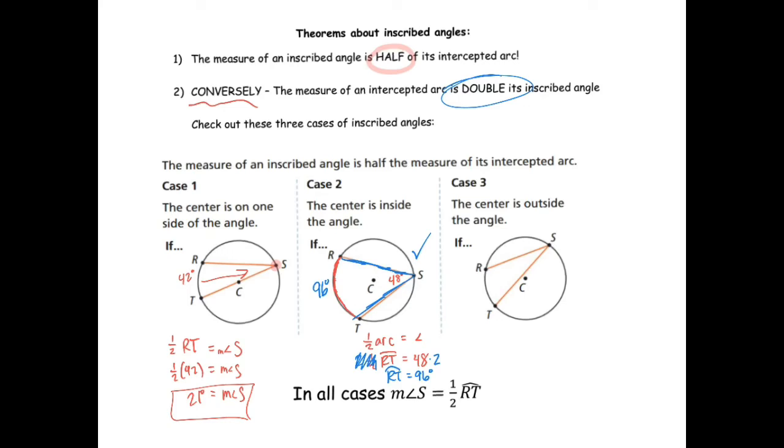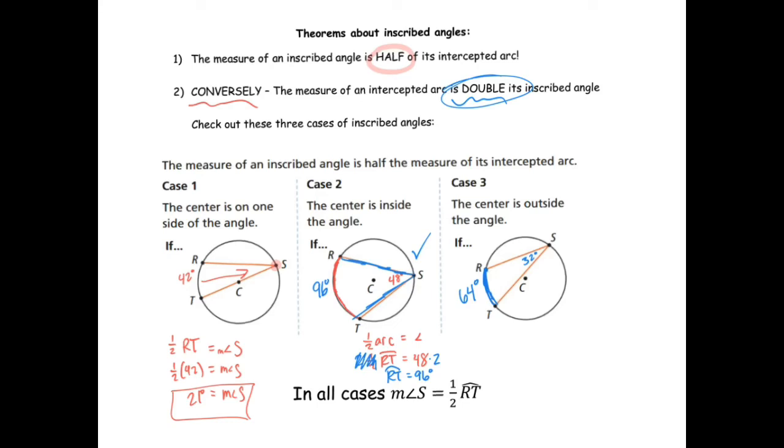So again, if this is a 32-degree angle, then I know that the arc is double. So I could just jump straight to saying, hey, arc RT must be 64 degrees. Hopefully you see how this is different than central angles. Central angles were easy. It was just the same number. But with this one, you either have to halve if you're trying to find the angle, or double if you're trying to find the arc. I've got some more examples of that you're going to do later.